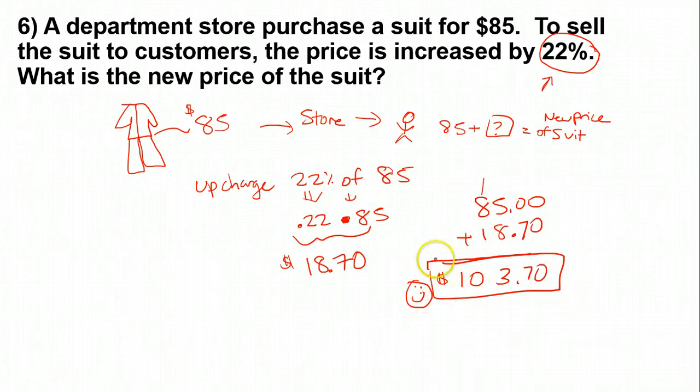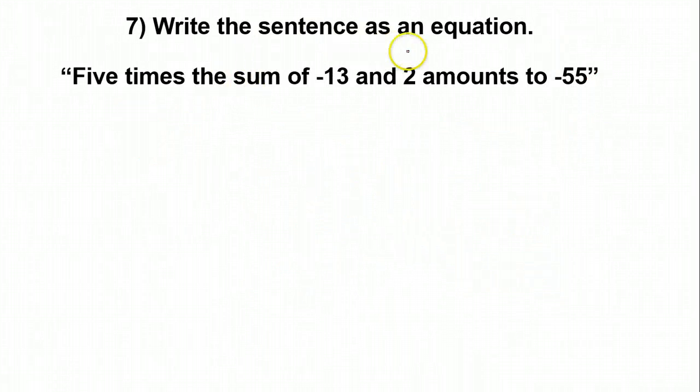All right, let's go on to number 7. It says write the sentence as an equation. So it says 5 times the sum of negative 13 and 2 amounts to negative 55. We're not going to solve this out. We're just going to write it out.